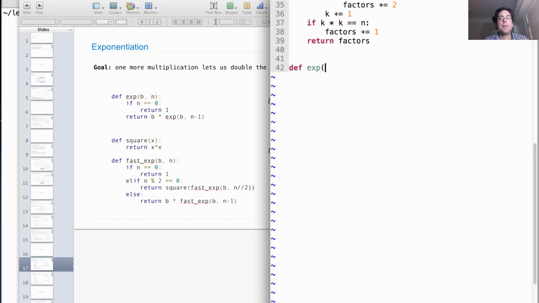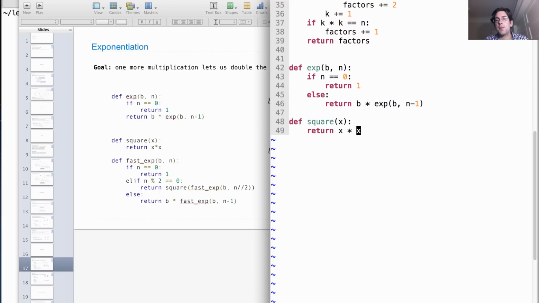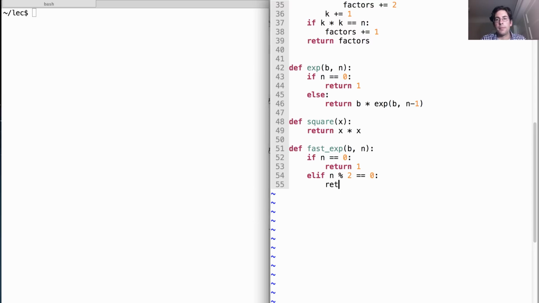Okay, we're going to define exp, raise b to the power n, which is if n is 0, we return 1. Otherwise, we return b times exp of b to the n minus 1. So the base never changes, but the exponent decreases. We need to be able to square in order to define fast exp, which takes in the same two arguments, b and n, has the same base case, but has two different recursive cases, depending on whether n is even. There's a check to make sure that n is even. In this case, we can return the square of the result of raising b to the half n. Otherwise, I have a case that looks like what I had before. I call fast exp on b and n minus 1.